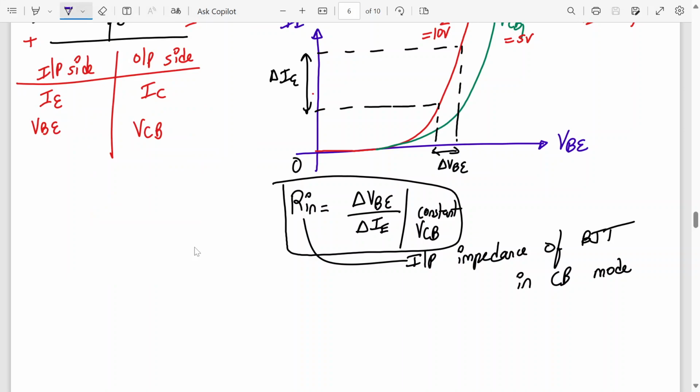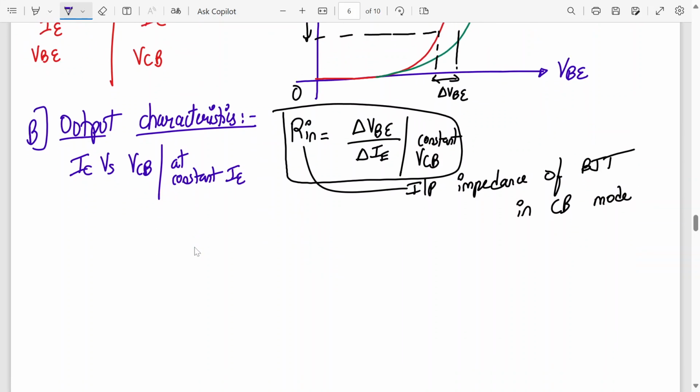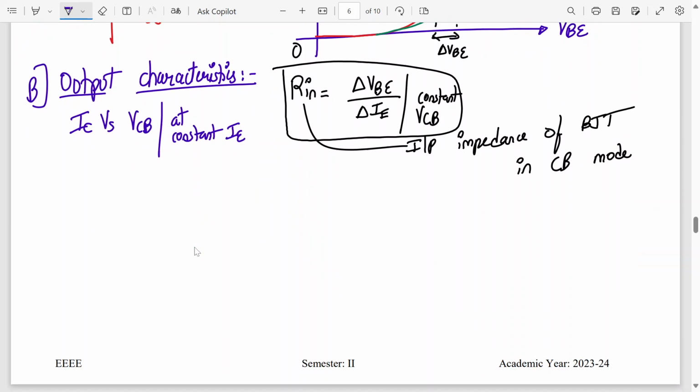Next is the output characteristics. Please plot it. So output characteristics is a graph of output current IC versus output voltage VCB at a constant input current IE value.